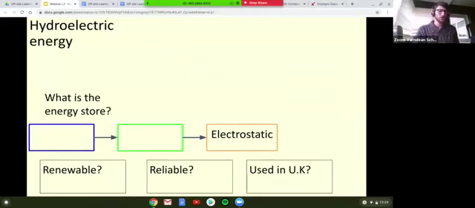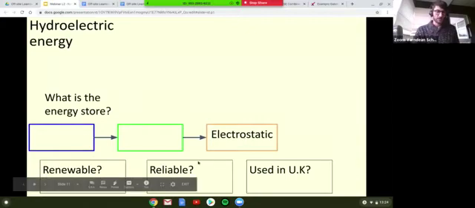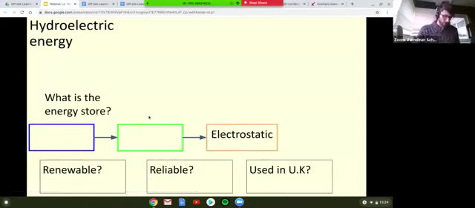Okay, so I want you to go through for each of these and to type in the store that it starts with, one of the stores that it's transferred into, and then its end store. And you also need to answer, putting a tick or a yes or a no if it is renewable, and a cross or a no if it's not reliable, for example, either. So you can answer these questions: is it renewable, reliable, and is it used in the UK? Put a picture in, and then name the energy stores in there as well.